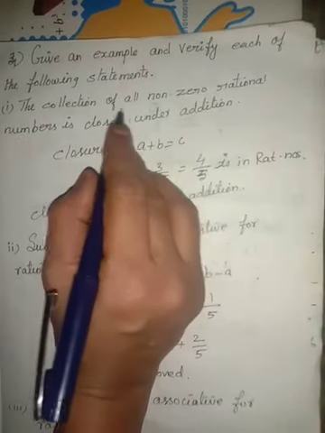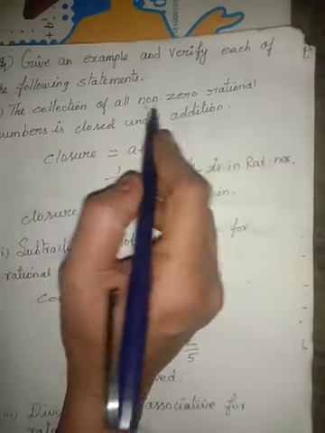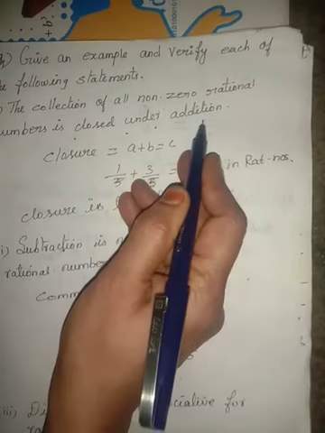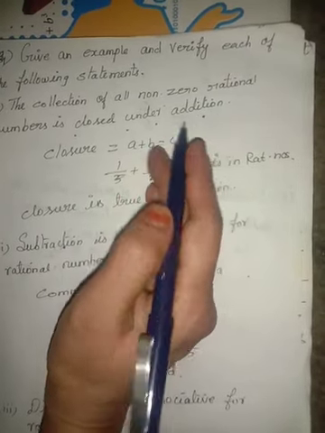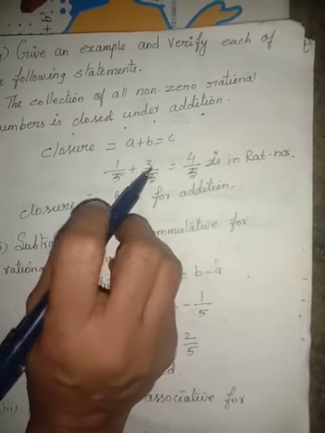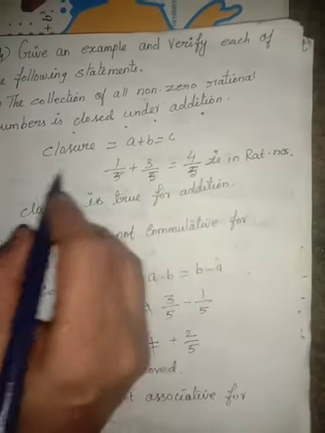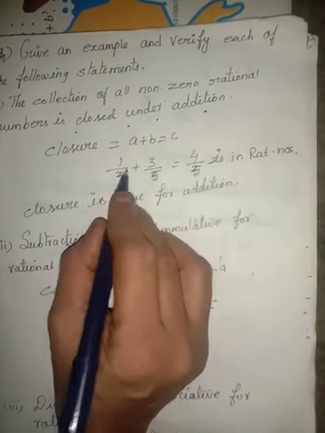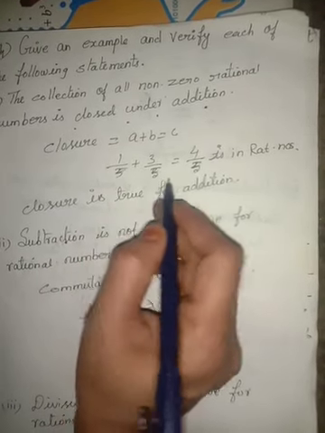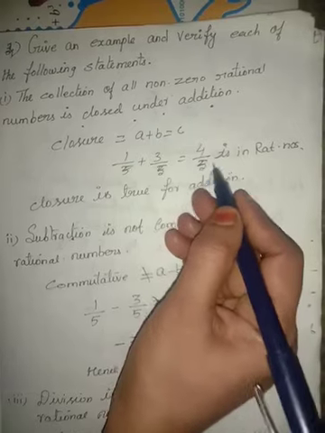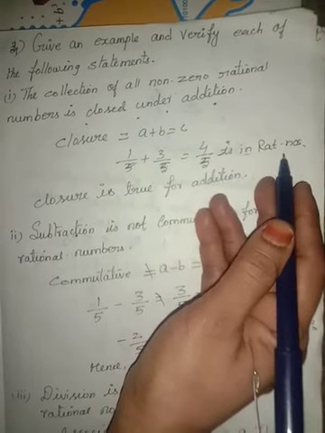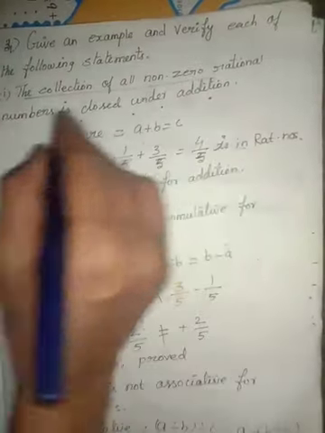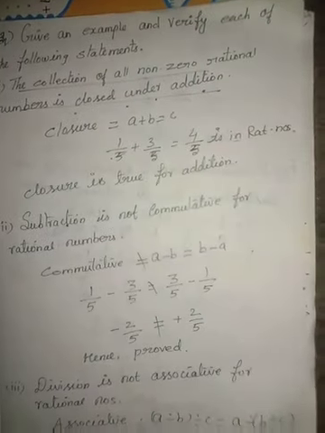For the first one, the collection of all non-zero rational numbers is closed under addition. You know very well the closure property is satisfied under addition. I explain through an example. For that we take 1 by 5 plus 3 by 5, that is equal to 4 by 5, which is also a rational number. So the closure property is true for addition. The statement is proved through this example.